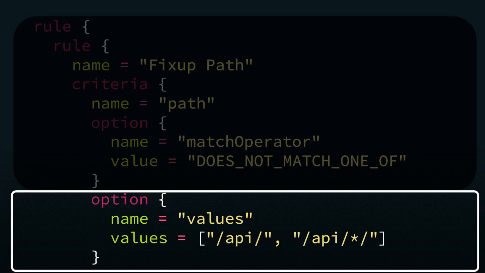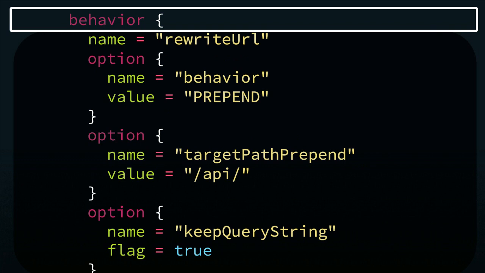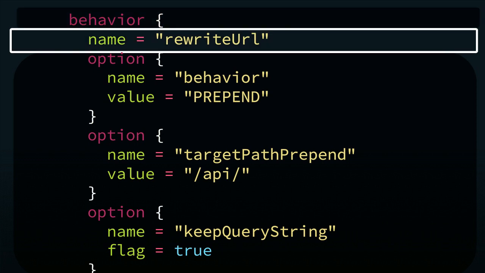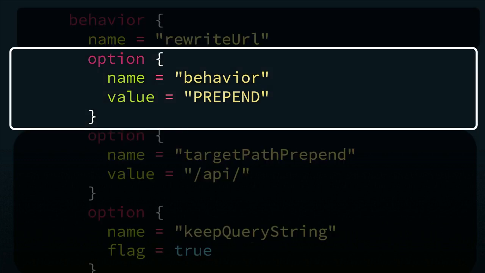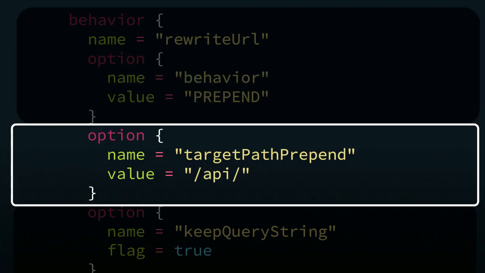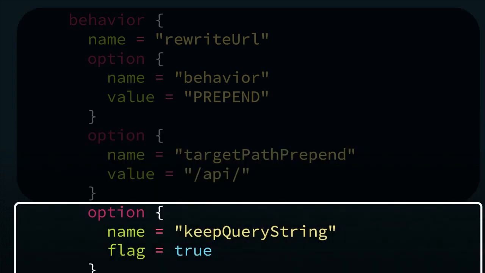And then we get to the behavior. So this is the actual changes to the request before they get pushed to origin. So we're going to rewrite that URL, and we're going to prepend it. So the behaviors we're going to prepend with the /API path so that the origin request is prefixed with /API. And we want to keep the query string. So if there is any query string, we want to make sure that that gets forwarded to Akamai as well.